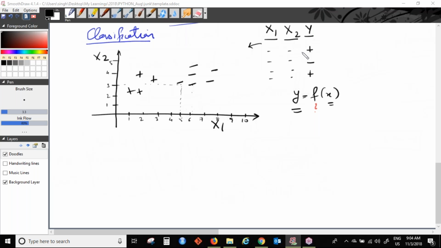How can you write a function f which will help you decide whether it is plus or minus depending on the value of x1 and x2? Bharti says a straight line passing through the max number of data points. Okay, so you are saying just like a linear regression, I will draw, let's say, this line. Bharti says this line is the function f. Is that correct, Bharti? So how will you predict plus and minus using this line?